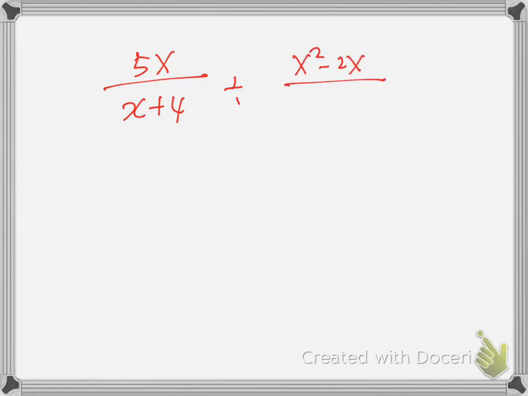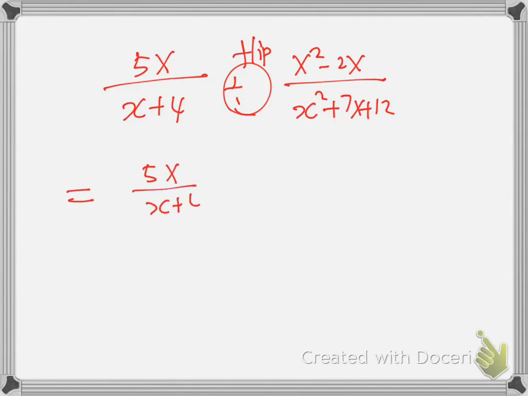The last example: one more example. So 5x divided by x plus 4. This is the first fraction divided by another fraction. First we need to flip the second fraction to change this to multiplication, and keep the first one because the first one is linear. So now x squared plus 7x plus 12 on top, x squared minus 2x on the bottom.